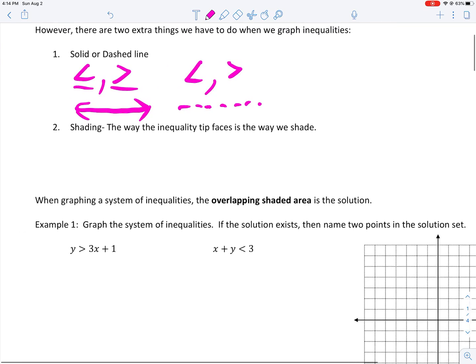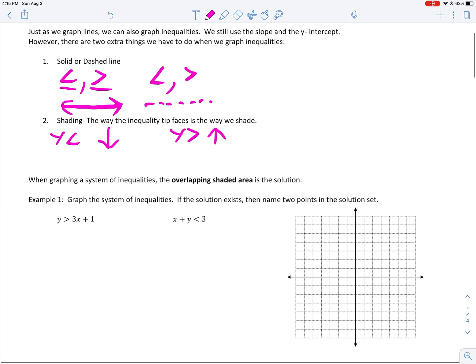And then we're also going to have to shade. Again, this depends on the way the inequality symbol faces, and we'll go over this more. So if you have y is less than, then you're going to shade below. If y is greater than, then you would shade above, because you have infinite solutions. There's not just one solution.